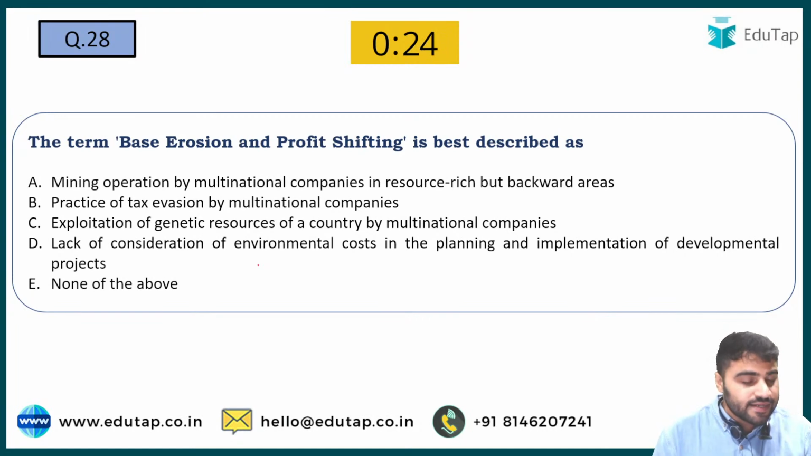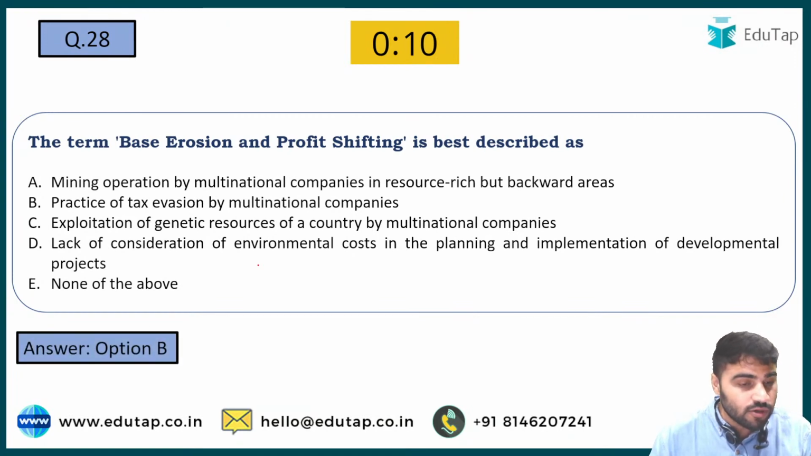So guys, what is the right answer for question number 28? Nilesh is saying B, Jyoti, Civil Service Corner, Hemant, Nikhil, Aditi, Selva. You all are saying option number B, that is practice of tax evasion by multinational companies, right? So the right answer for this question is option number B.